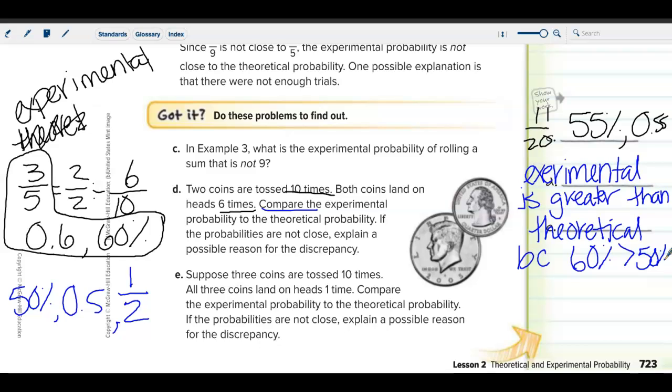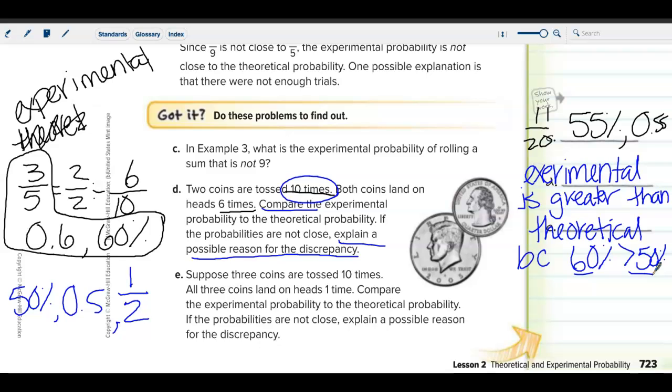Okay? It also asks us to explain a possible reason for the discrepancy. Well, we only flipped our coin 10 times. Remember, the more times that we conduct an experiment, the closer and closer you get to theoretical. We're even not that far off, but still we're a little off by 10%.